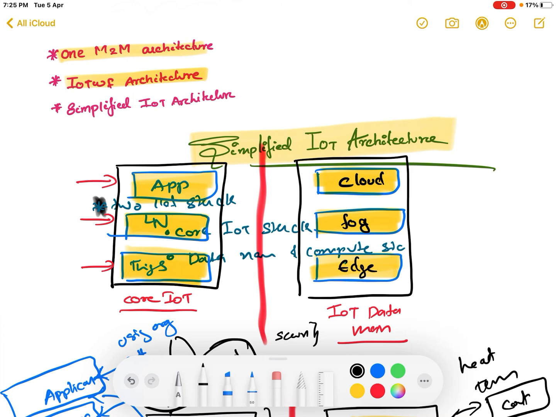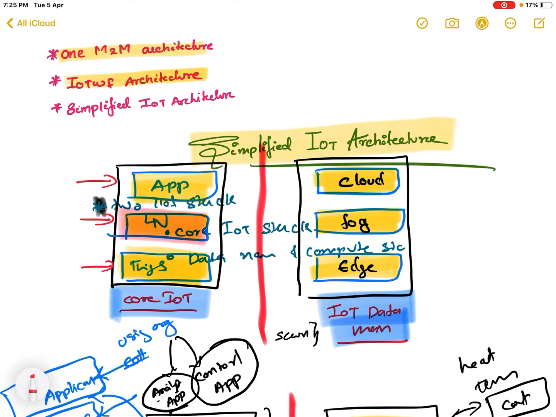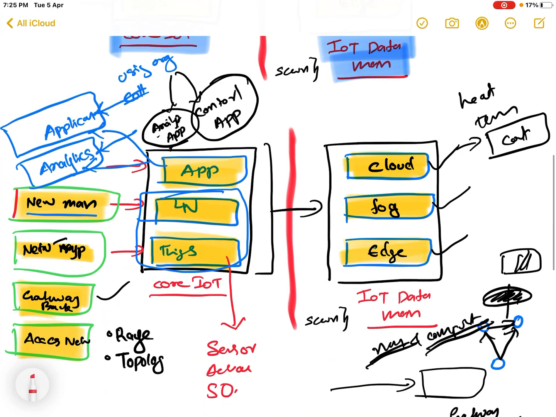So let's discuss it once more, just to give a summary of this. The simplified IoT architecture has two parallel stacks. There is a core IoT stack, and then there is an IoT data management and computation stack. In the core IoT stack, you have three layers: the things layer, then the control network layer, and then the application layer.